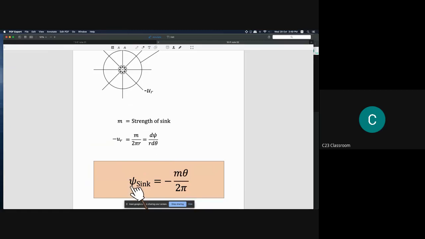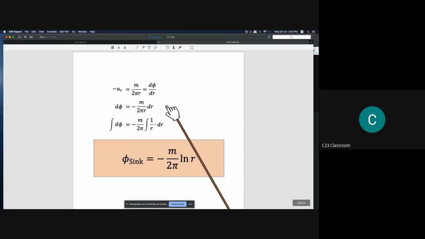You will get psi for sink, meaning the stream function for sink, is equal to negative m theta over 2 pi. It carries the same stream function, but the sign is negative because the direction of flow is actually from the outside to the center. The source is from the center to the outside. And if you do the same things, you will get the phi for sink is minus m over 2 pi ln r.